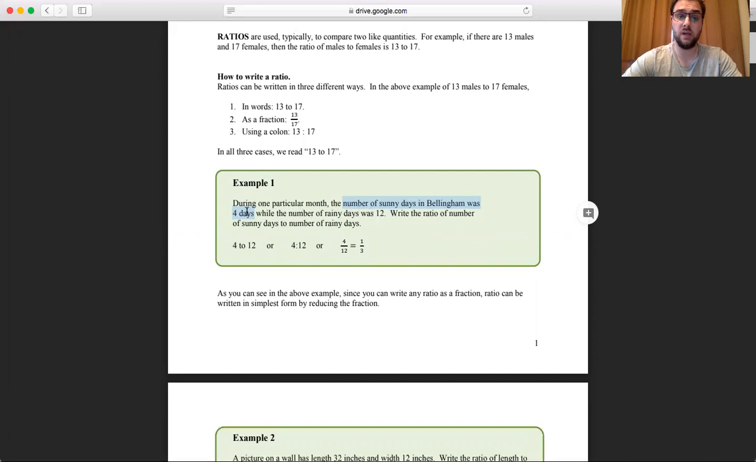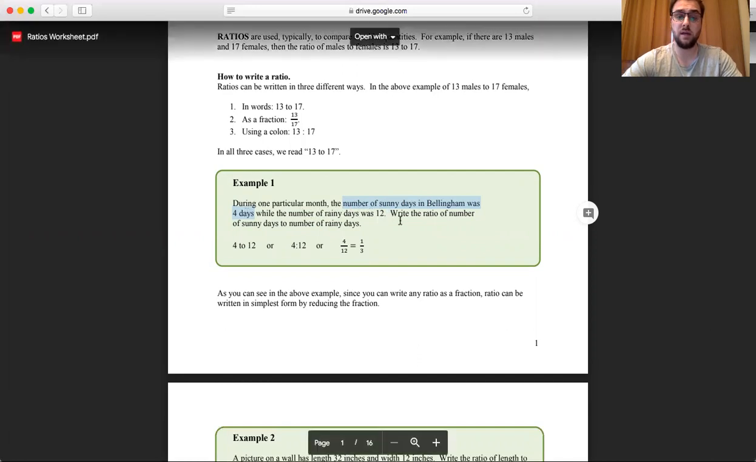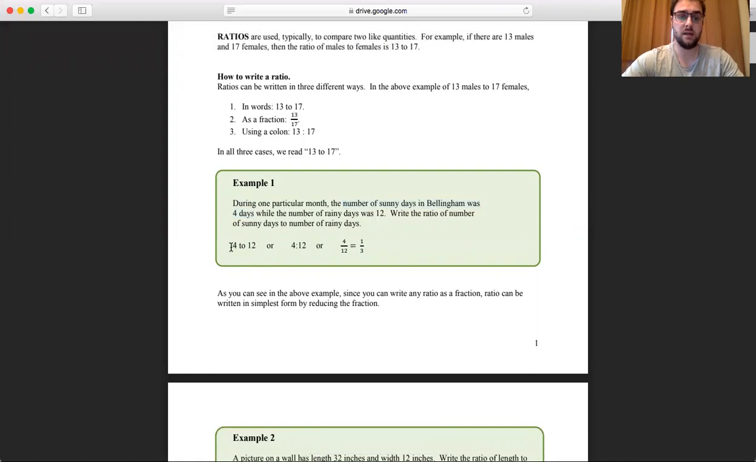Okay, so we have 4 days that are sunny, 12 days that are rainy. So if you look down here, there's 3 different ways, just like we were talking about, that you could write that. 4 to 12, 4 colon 12, or 4 over 12, which simplified down would be 1/3. Okay, the ratio would still remain the same.